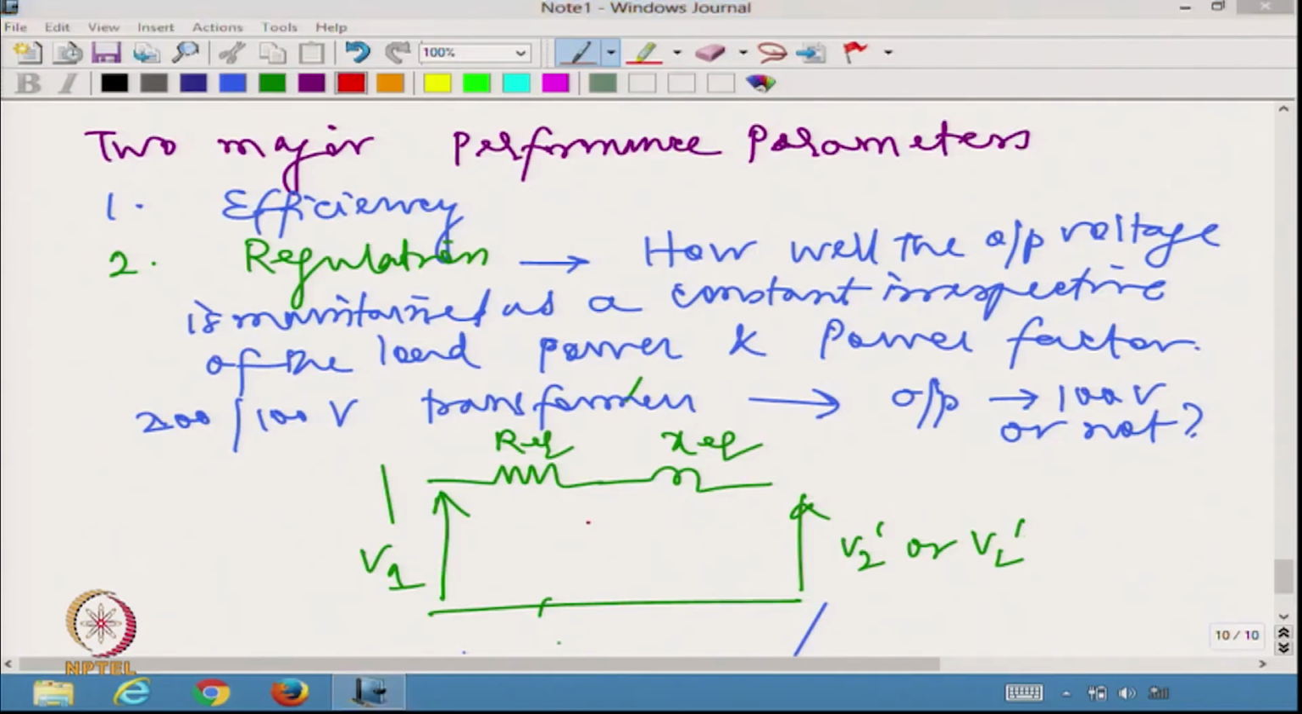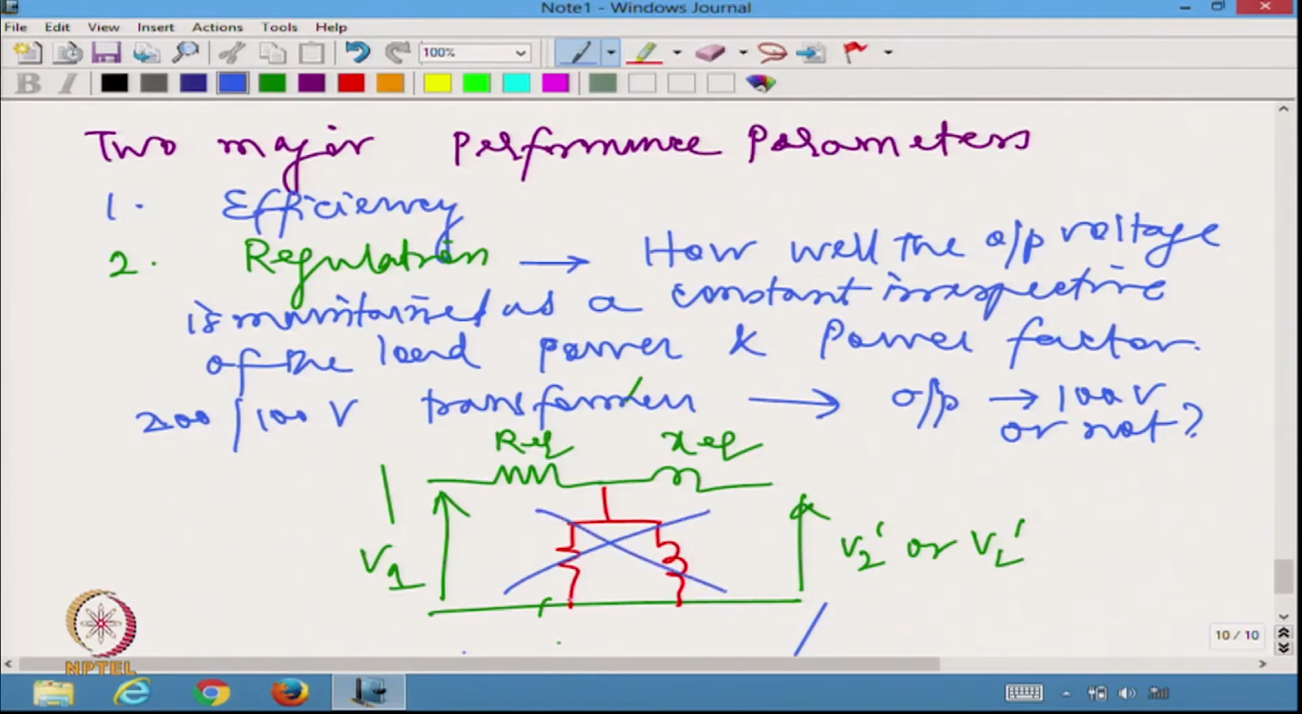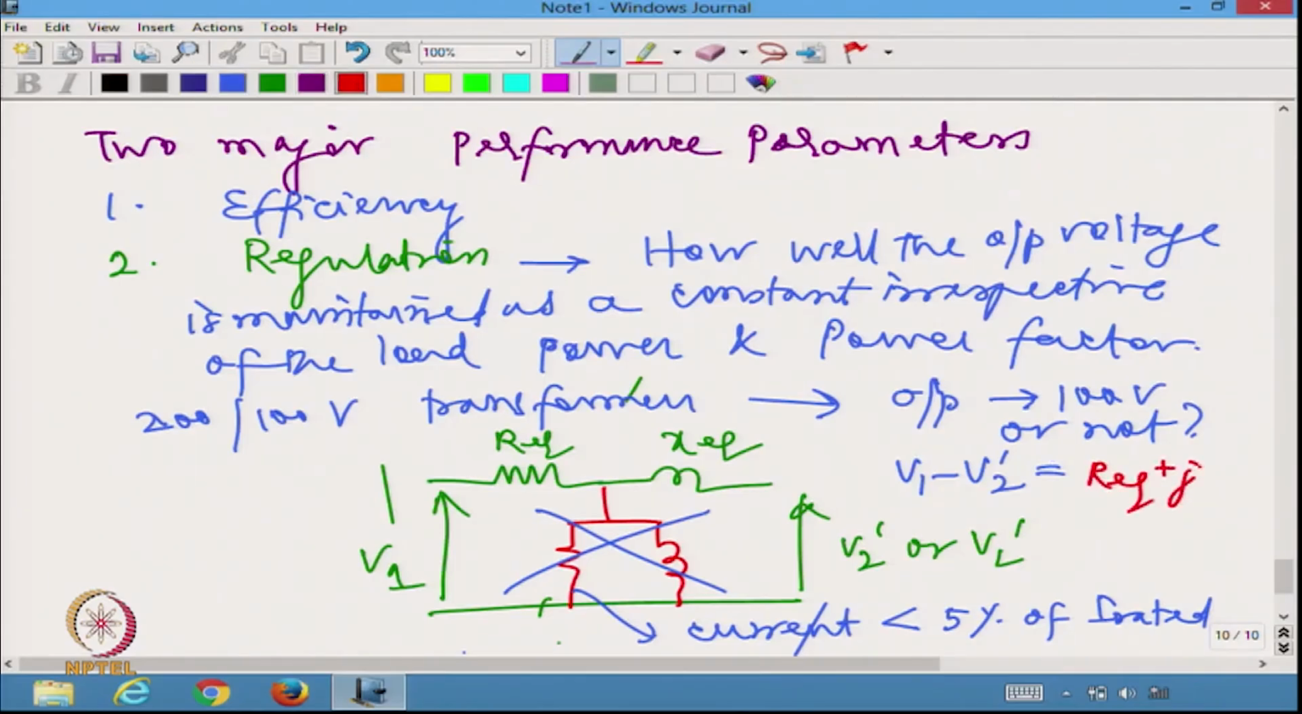We are neglecting the parallel components. We do have some parallel component somewhat like this, but we are planning to really neglect it because these are going to carry very small current. The current is really small, current is less than 5% of I rated. So, I can afford to neglect it. So, I can say the drop, that is V1 minus V2 dash, is going to be basically R equivalent plus j X equivalent multiplied by I load. This is what is going to be.